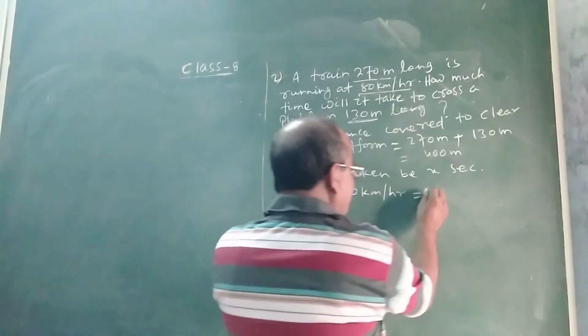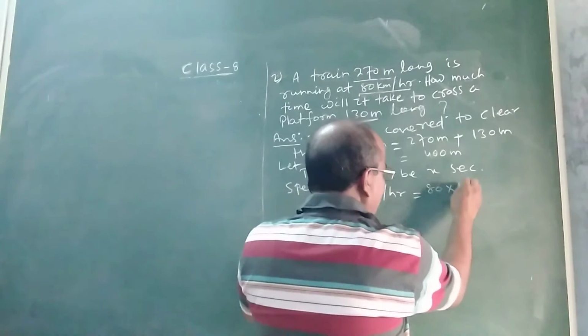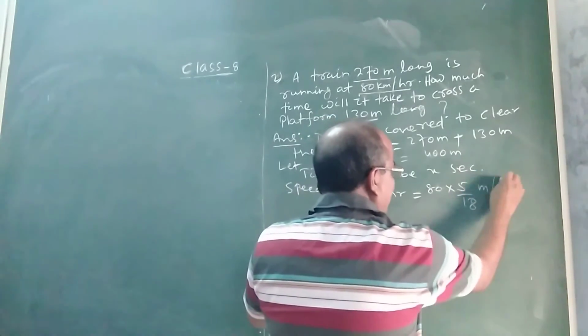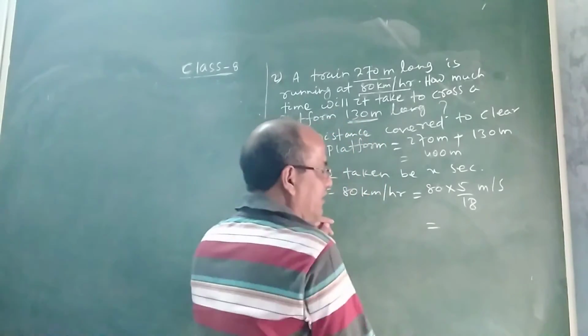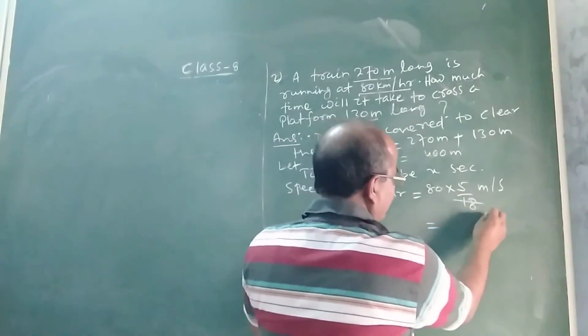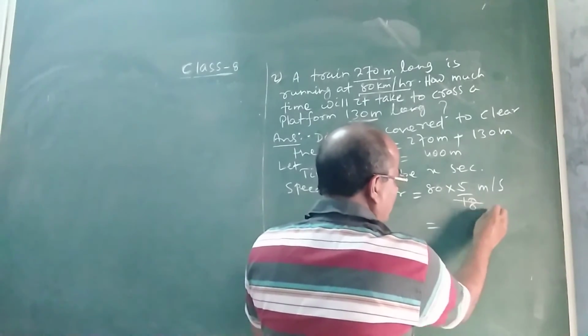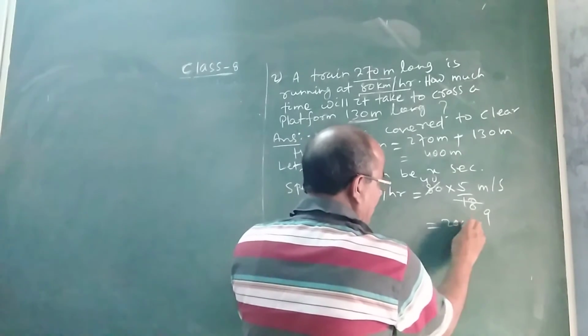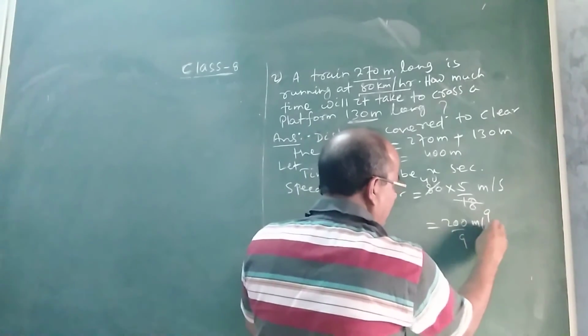So do directly: 80 into 5 by 18, so that it will be changed into meter per second. You see, now you got it. Do the cancellation work. Cancelling 18 by 2, we will get 9. We will get 40 here. 40 into 5 is 200. 200 by 9 meter per second.